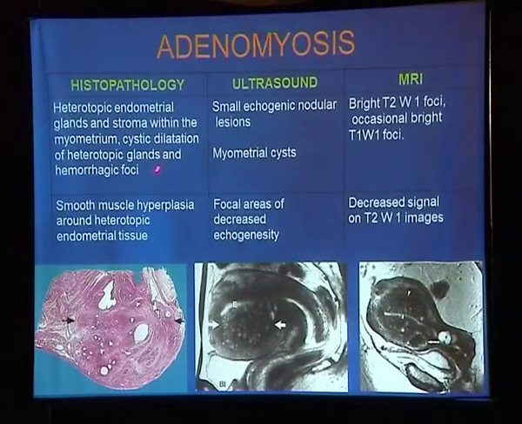Whenever these glands proliferate, the smooth muscle also tries to compensate and has a hyperplasia around them, and these are seen as focal areas of decreased echogenicity around them. Even on MRI, we see low signal intensity areas. And you can see here the focal adenomyosis. There's increased thickness of the junctional zone. This is a normal one here, and this is a thickened zone. And you can see the small cystic areas and patchy areas of hypointensity. And this is a generalized thickening in this image.